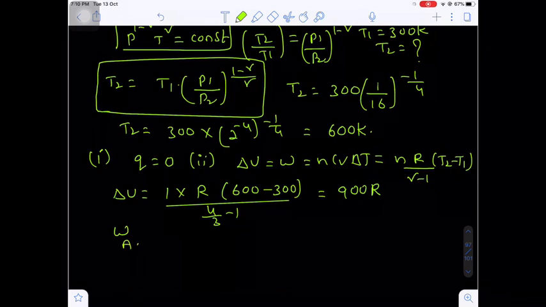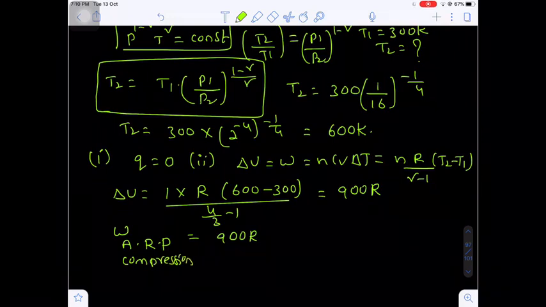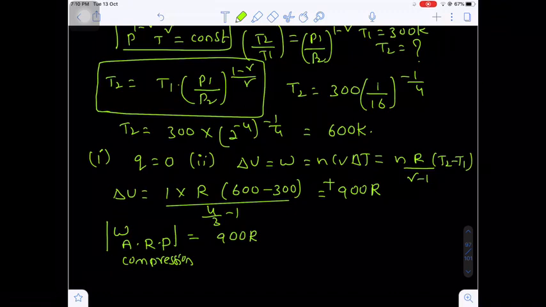What is the work done in the adiabatic reversible process? In the compression, that will be 900 R. This is corresponding to which process? Compression. Do you know in compression work is done on the system? That's why you are getting the positive sign here, because T2 is greater than T1. That's why you are getting the positive work done here.